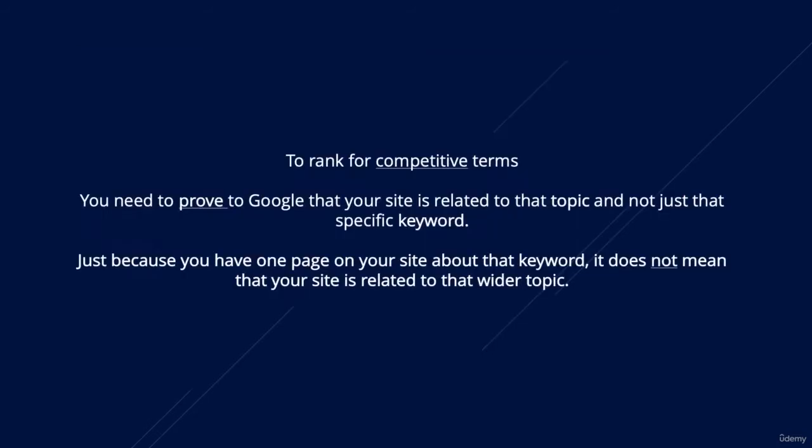You see, to rank for competitive terms, you need to prove to Google that your site is related to that topic and not just that specific keyword. This is what we call topical relevancy. Just because you have one page on your website about that keyword, it does not mean that your site is related to that wider topic.